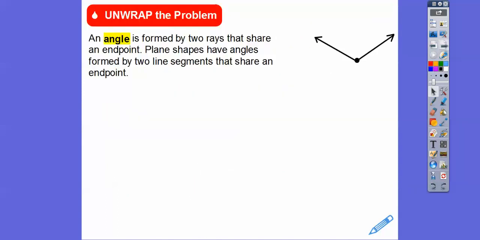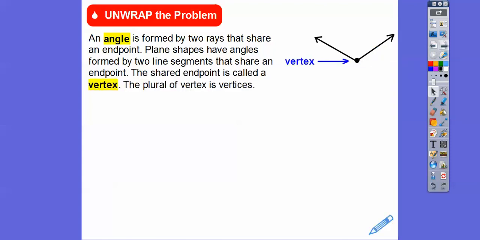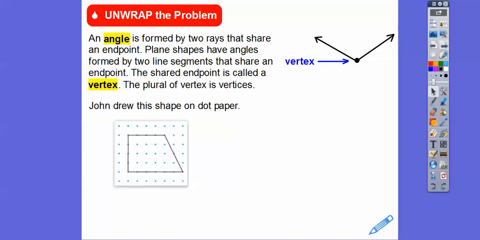So here's an angle over here to the right. This angle is formed by two rays. Remember, rays have a starting point. The books call them endpoints, and it goes forever in one direction. There's an arrow right there, and here's another ray over here. They share the same endpoint right here, and that endpoint is called the vertex. If there's more than one vertex, we call them vertices, the plural.